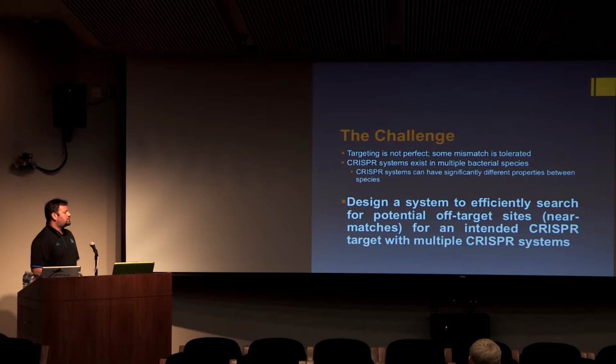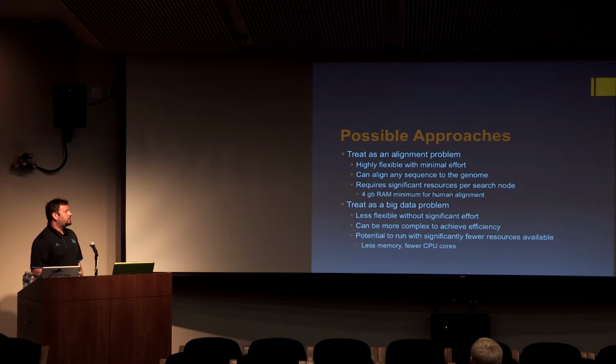Design a system to efficiently search for potential off-target sites, which are near matches in the guide sequence, for intended CRISPR targets with multiple CRISPR systems. And this was actually designed at the suggestion of a friend who's trying to use CRISPR systems from multiple bacterial species to assess their future utility in human gene therapy. So possible approaches to this.